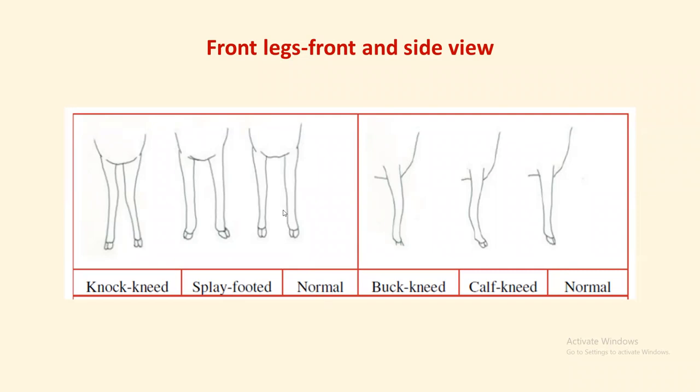This is the front view, but when you see a side view, it looks like this: buck kneed, calf kneed, and normal. Definitely you are going to select the normal one. You can compare how the buck kneed looks and how the calf kneed looks.